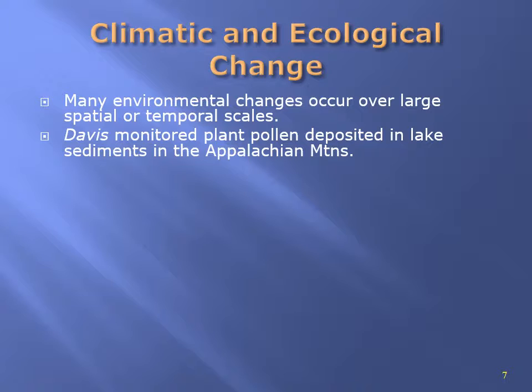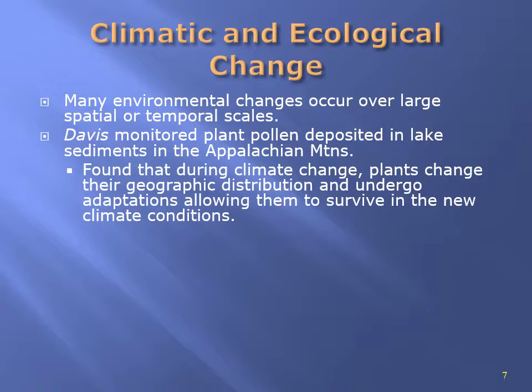So in years where there's a drought or when it's hotter or colder than usual, plants and animals have to try to adapt to those conditions. So a study by Davis monitored plant pollen deposited in lake sediments in the Appalachian Mountains. And they found that during climate change, plants change their geographic distribution. So they change either where they are so that the conditions better suit what they need, or they undergo adaptations allowing them to survive in the new conditions.